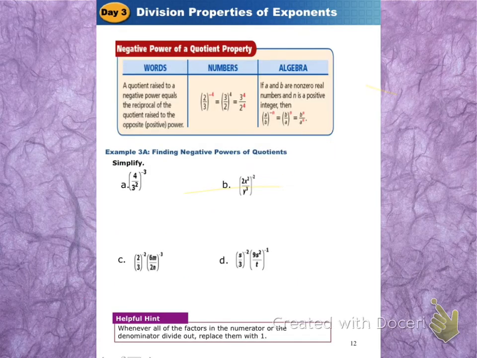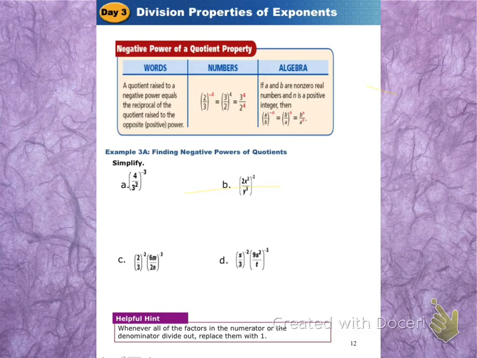Okay, we've reached our final property, and this one is the negative case of the property we just learned. So what about if we have a quotient that's being raised to a power that's a negative exponent? Okay, remember what a negative exponent really means. The negative is really a command. It says take the reciprocal of this base to the positive power.